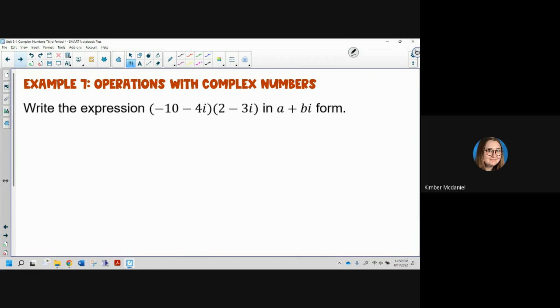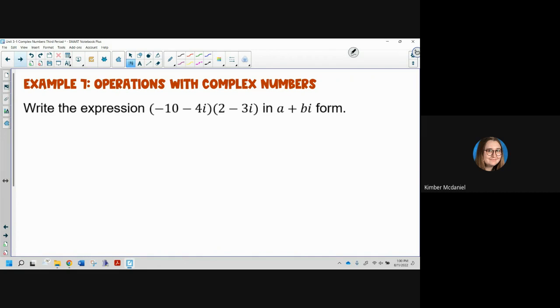So if you felt good on the last one, you are more than welcome to try this problem all on your own, and I am okay with that. But again, if you struggle, and you know you struggle, follow along with me. Okay? Example 7 says, write the expression negative 10 minus 4i times 2 minus 3i in a plus bi form.